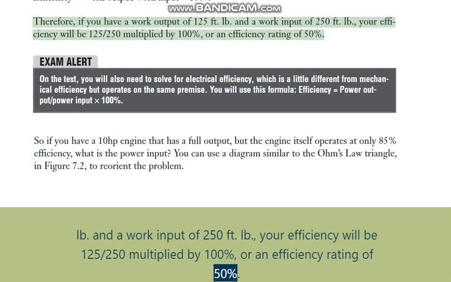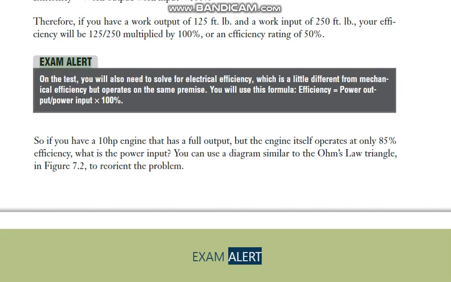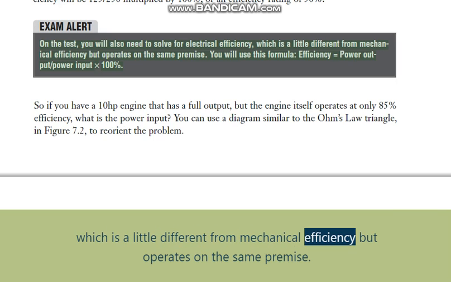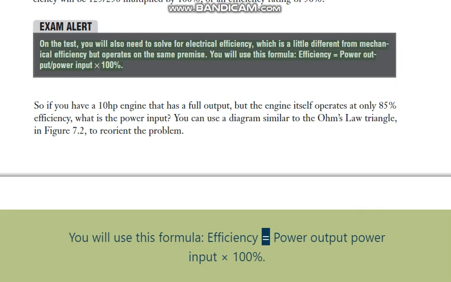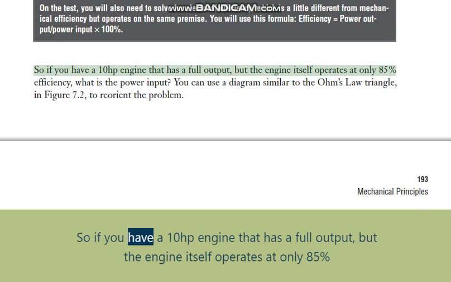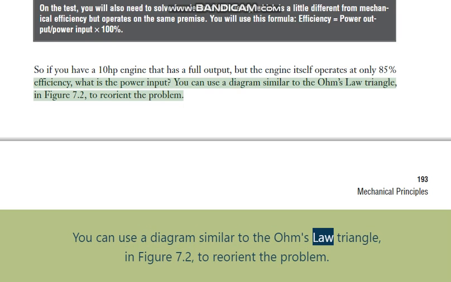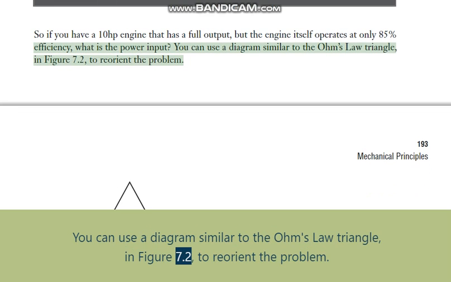Exam alert. On the test, you will also need to solve for electrical efficiency, which is a little different from mechanical efficiency but operates on the same premise. You will use this formula: efficiency equals power output over power input times 100%. So if you have a 10 HP engine that has a full output, but the engine itself operates at only 85% efficiency, what is the power input? You can use a diagram similar to the Ohm's law triangle, in figure 7.2, to reorient the problem.